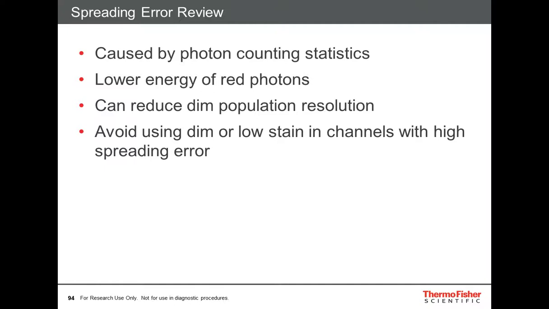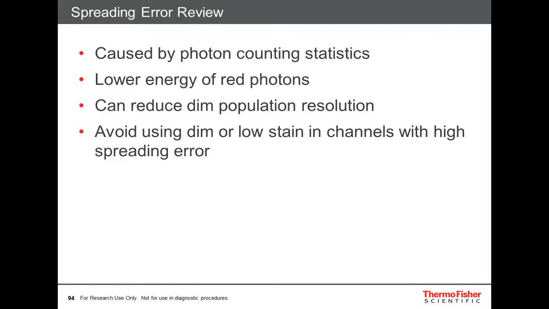Let's just do a quick spreading error review. These are basically caused by photon counting statistics. I like to think of photons like kids. Basically, we really like energetic kids. We like blue, green, violet photons. They have a tremendous amount of energy. When they hit that cathode, they knock off lots of electrons. And as scientists, we like lots of numbers, right? We can count those. We get great statistics. We get very low variation.